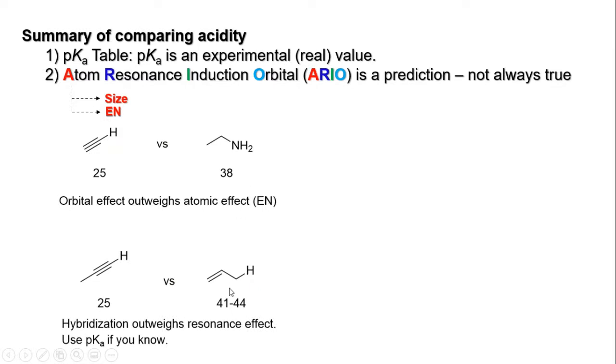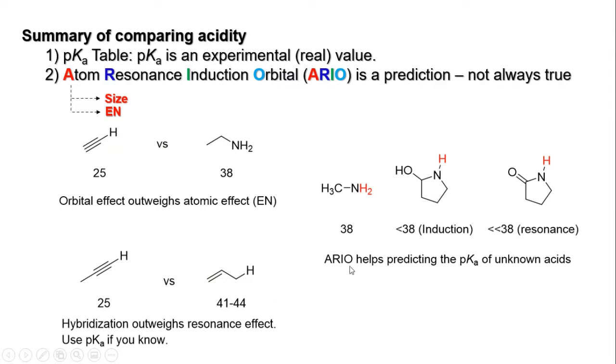And another one here. If you got a negative charge here, the conjugate base, and a negative charge here, the conjugate base, this guy has resonance. You can do a resonance structure there, all right? So it is an allylic position. But somehow, again, the hybridization or orbital effect outweighs the resonance effect. It doesn't work, okay?